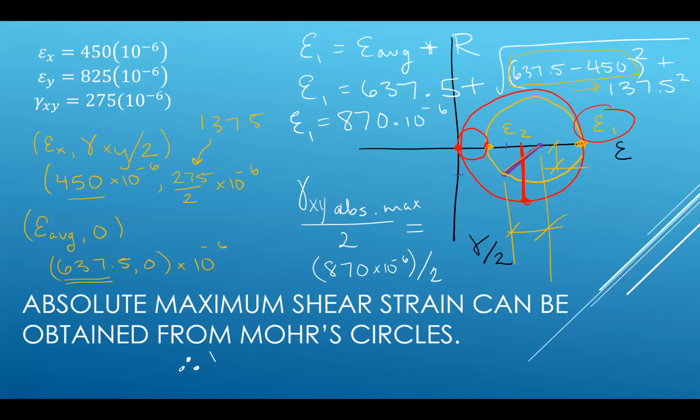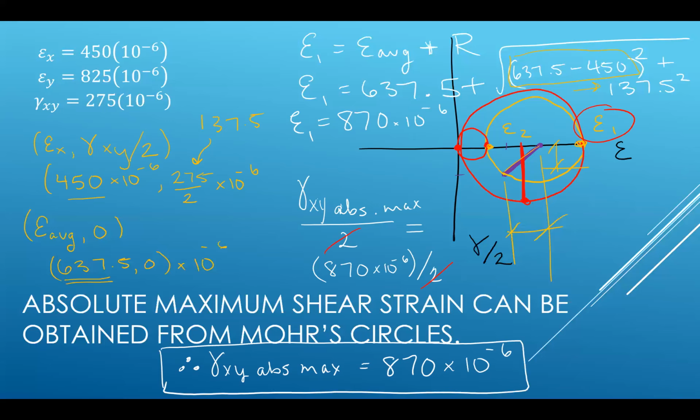Therefore, the absolute maximum value of gamma, because these 2's can both be removed from the equation because they're on opposite sides of the equation, is simply equal to 870 times 10 to the negative 6. So that is the absolute maximum shear strain. We knew that we only needed the strain 1 because we could see that that is what created this largest circle here. And that covers the topic of absolute maximum shear stress and absolute maximum shear strain.